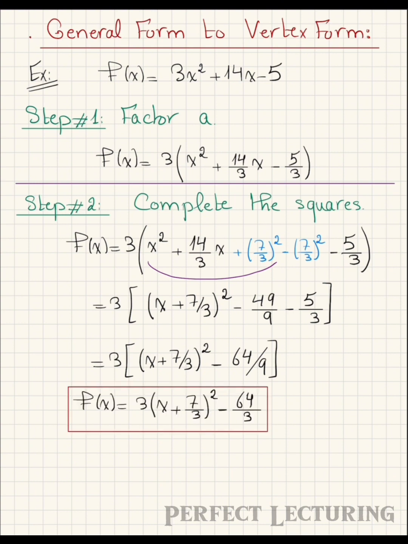One last remark, to find h, we always convert the sign. So if it is plus, we put a minus, and vice versa. So h is equal to negative 7 over 3. However, the k is exactly the same number. So k is equal to negative 64 over 3. And of course, the vertex becomes negative 7 over 3 and negative 64 over 3.